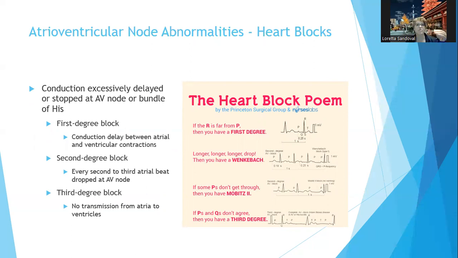First degree block is where there's a conduction delay between the atrial and ventricular contractions. So remember, they have to be coordinated, right? In second degree block, every second to third atrial beat is dropped at the AV node. So now things are out of whack between the atria and the ventricles. A third degree block is where there's no transmission from the atria to the ventricles. So that's a big problem. We're definitely into some serious problems here.